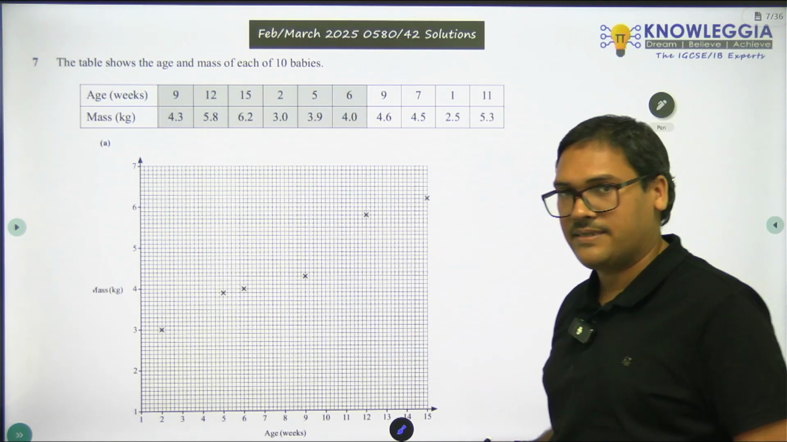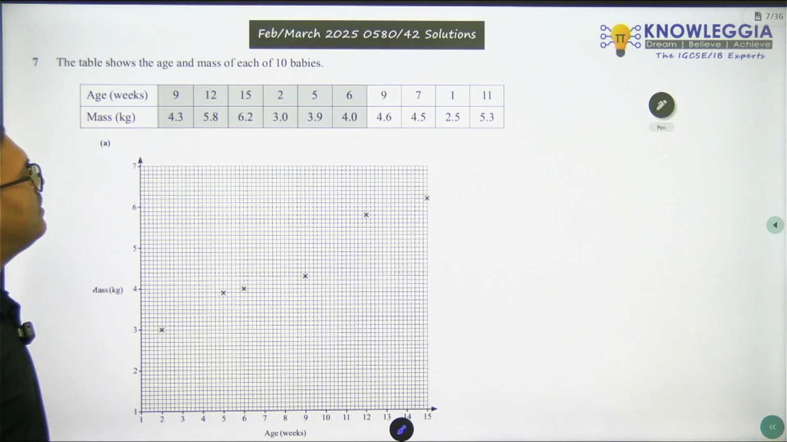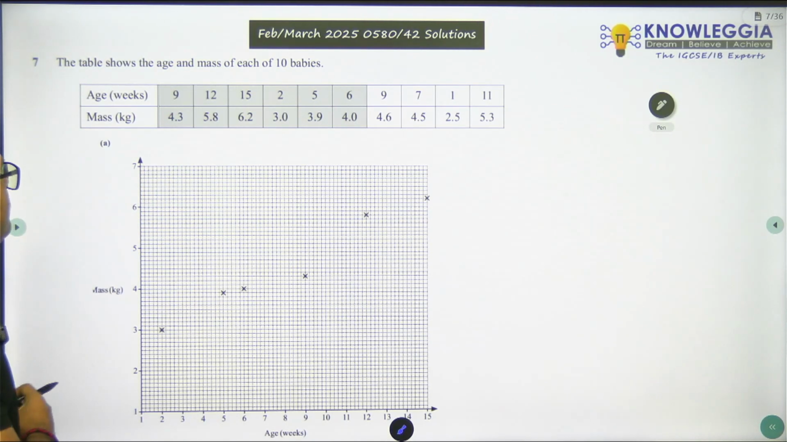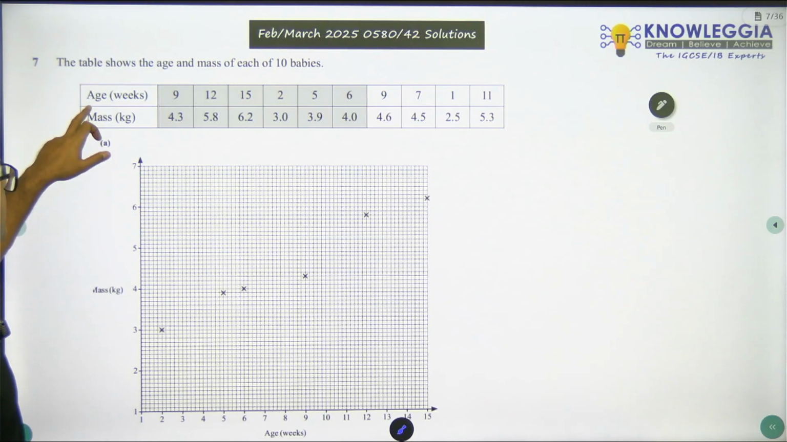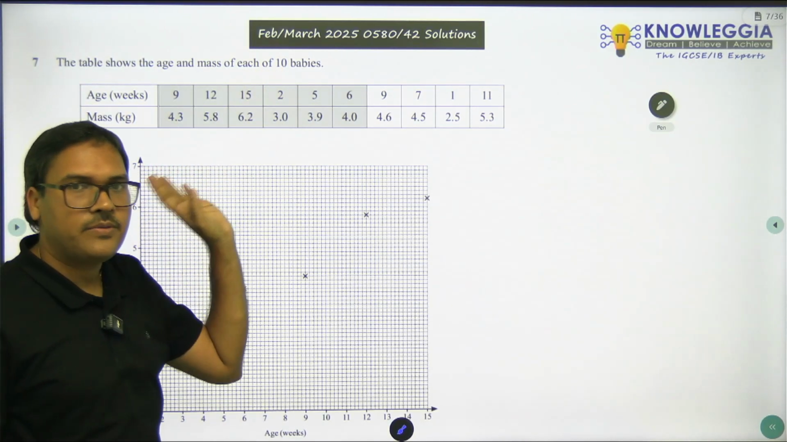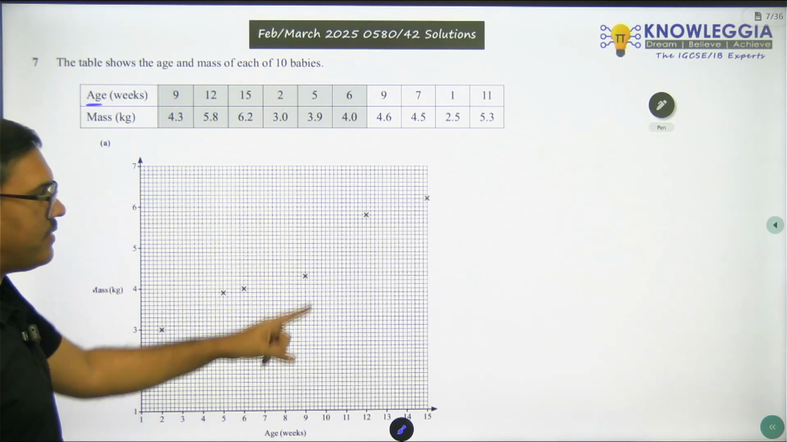Now this is a question on statistics. The table shows the age and mass of each of 10 babies. Okay, so this is the data of 10 babies, in which there is age and their mass. Okay, so this is plotted here, right?